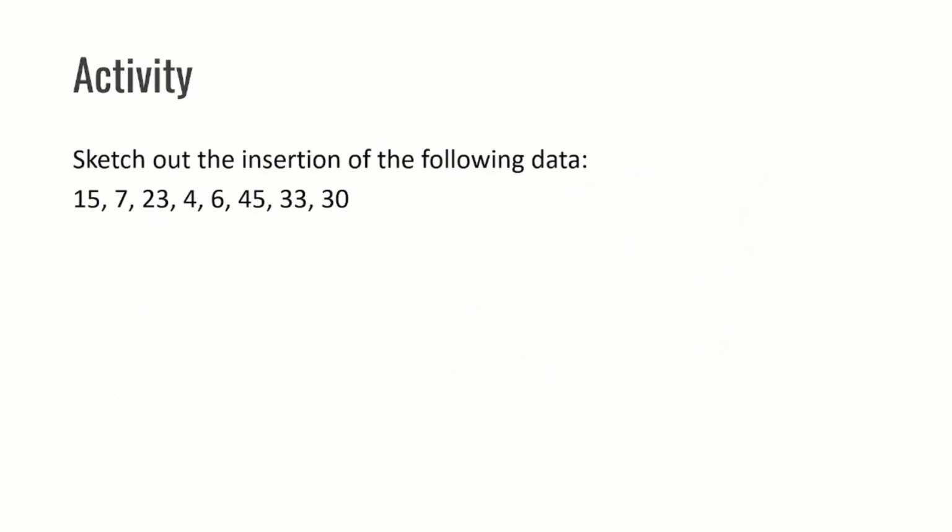So an activity for you now: on a piece of paper, sketch out the insertion of the following data and show the tree as it would be if those items were inserted in that order. Pause the video and I'll model it afterwards so you can see if you've got it right or not.